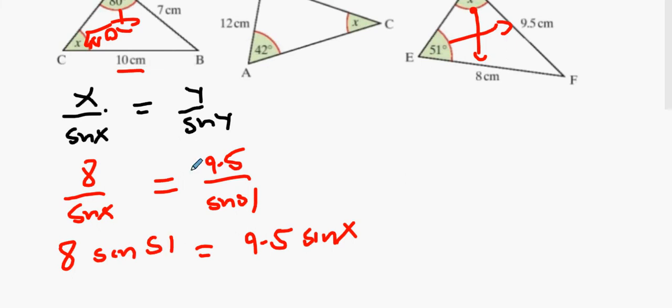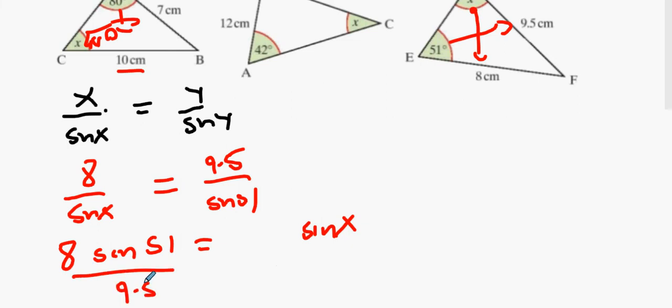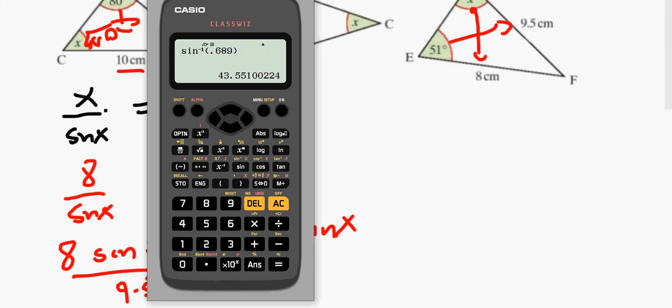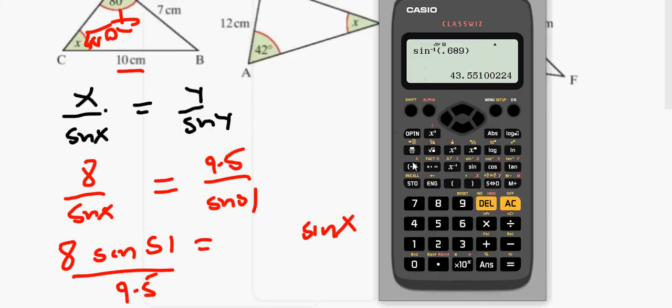Now the 9.5 is multiply on the right, which will make a division on the left. So divided by 9.5. Put all that into the calculator, the usual. 8 sine 51 divided by 9.5, and 0.6544 will do nicely.